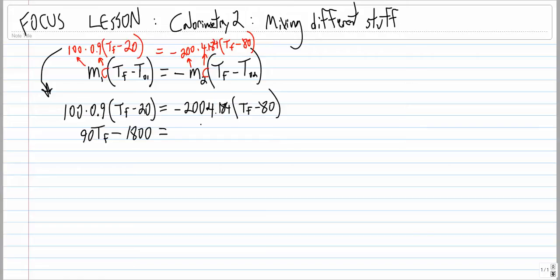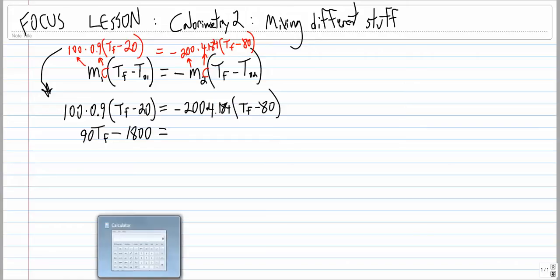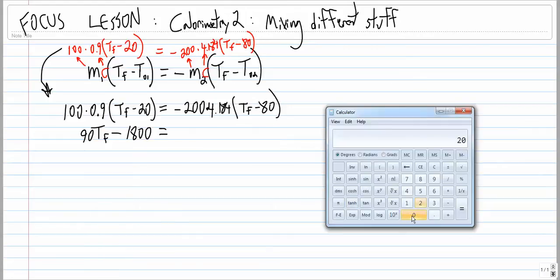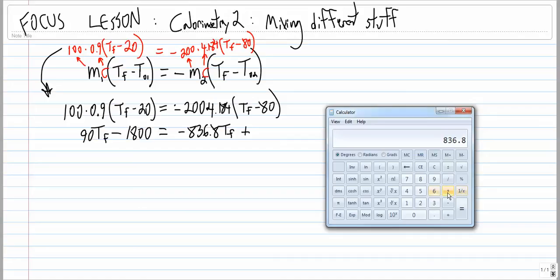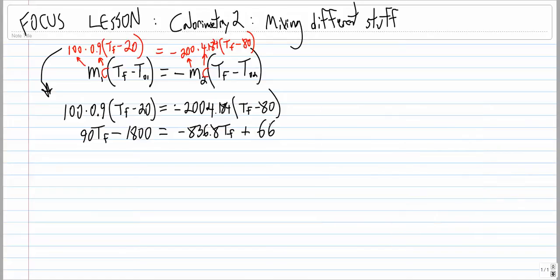Equals. And then over here, we're going to have 200 times 4.184. So we've got negative 836.8 TF. And then we've got negative times a negative. So plus. So then we'll go times 80. And we get a big number. So 66,944.